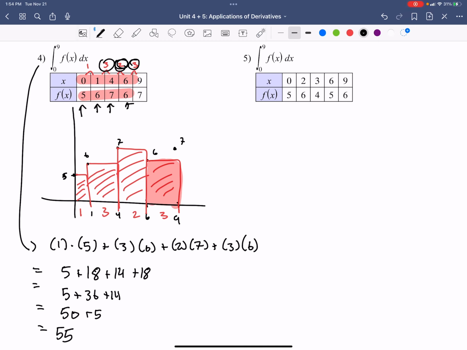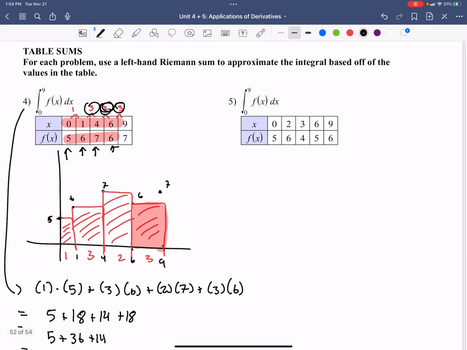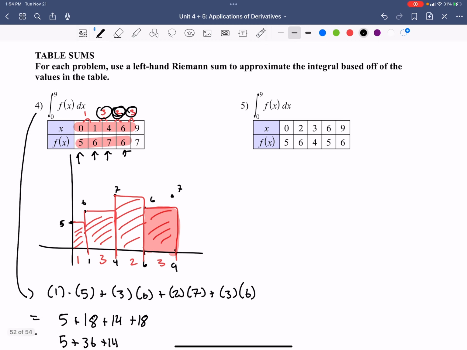Alright. Similarly, you're going to do the same thing over here. We're going to do a left hand sum for this one. This is left hand. And I'm going to show you how to do a right hand. Okay? Technically, this is a trapezoidal sum. And we're going to worry about trapezoidal sums when we come back from break. We have time. Okay? So, right hand sums means I'm going to use this side.